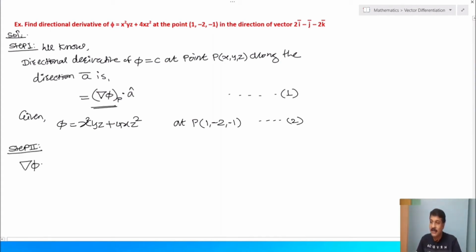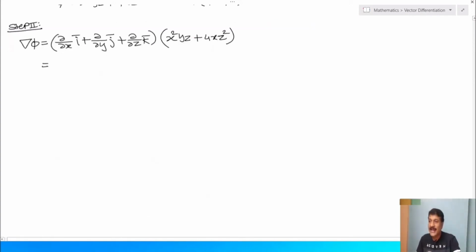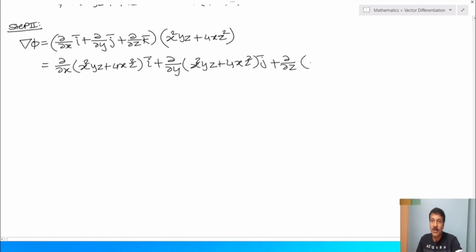What is del phi? Del phi equal to, del means what? del by del x i plus del by del y j plus del by del z k of phi. What is phi here? Phi is given: phi equal to x square yz plus 4xz square. So del by del x of all this phi, plus del by del y of all this phi into j, plus del by del z of all this phi into k. So you take the differentiation of this with respect to x, of this with respect to y, and of this with respect to z, partially.